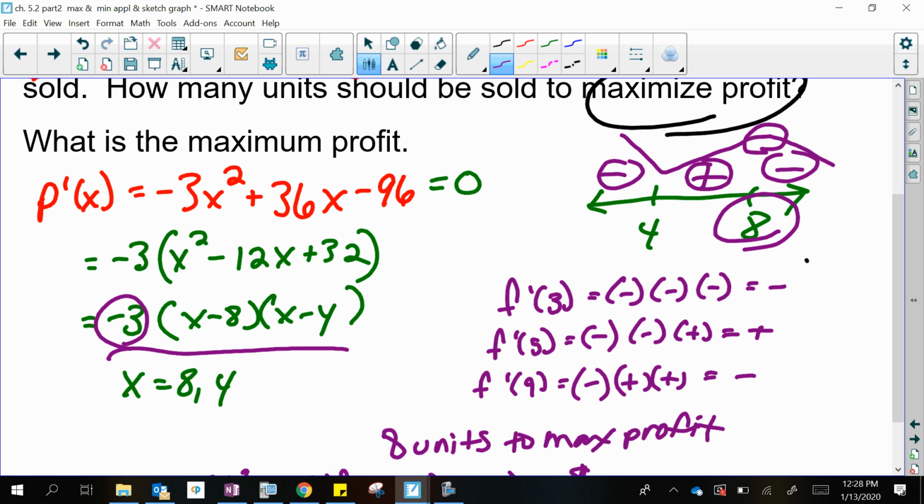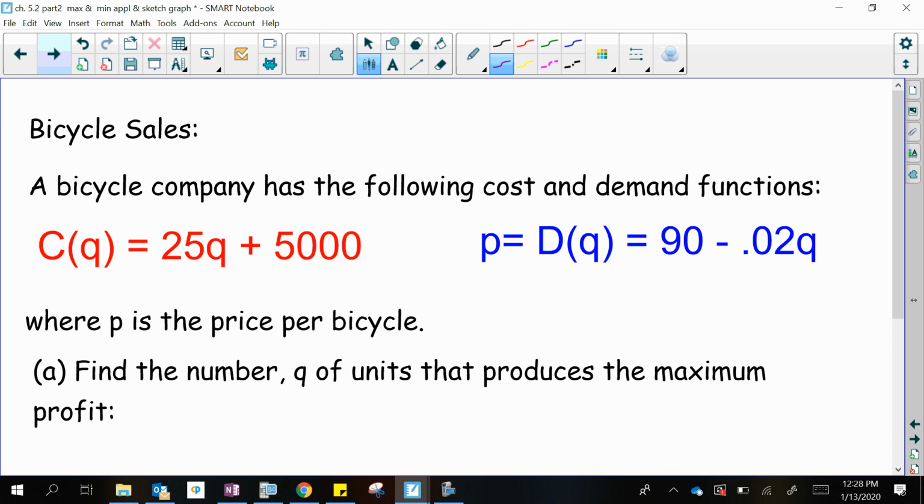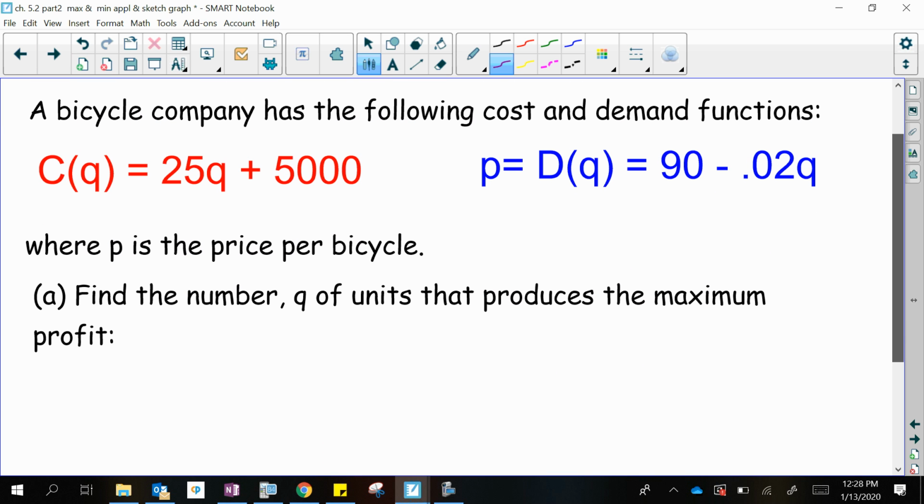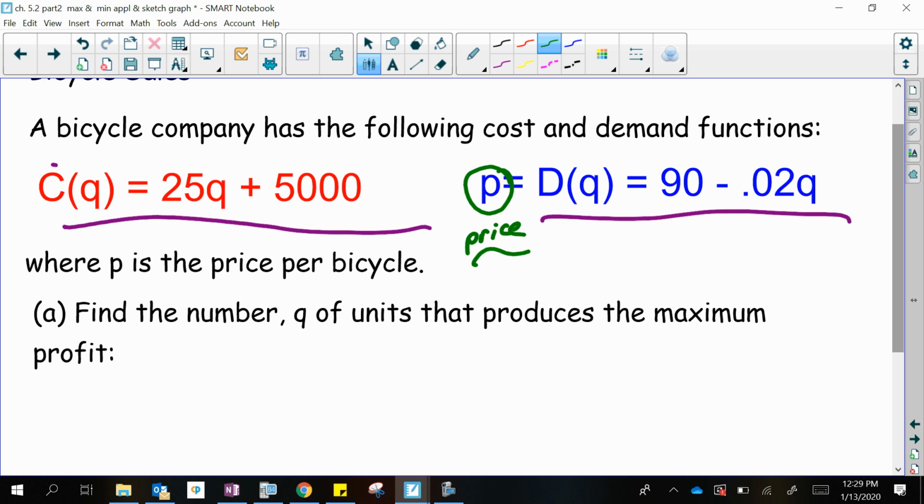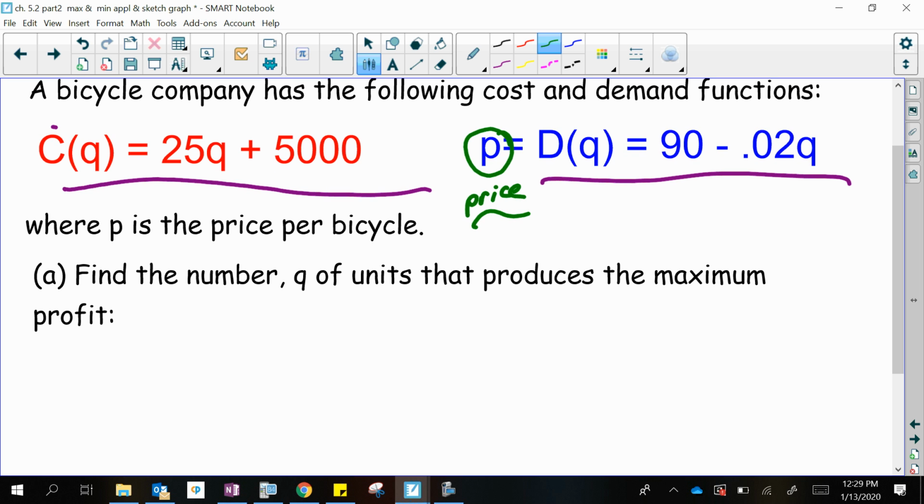Again, these are pretty simple when it gets to the math parts of these, although this one mixes up a little bit. So a bicycle company has the following cost and demand functions. So here's your cost, and the demand function is actually giving you a what? What's this little P stand for? Not profit, price. Remember, demand functions often give you the price. And P is the price per bicycle. So find the number of units, Q, that produces the maximum profit.